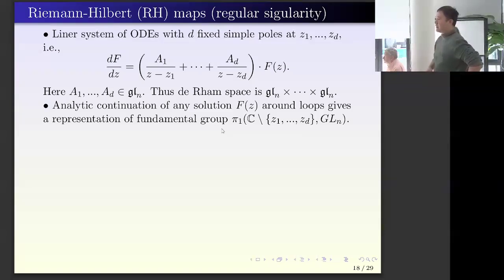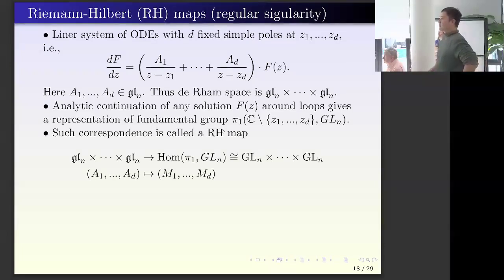And these are given by the analytical continuation of any fundamental solution around the simple loops surrounding the poles. This analytical continuation produces the monodromy data. So this is the so-called Riemann-Hilbert map. Basically, this Riemann-Hilbert map takes the transcendental data of your linear ODE, which is a map from the de Rham space to the space of monodromy data. Here, pi1 is the fundamental group of C removing the poles. And each M1, ..., MD are monodromy matrices.